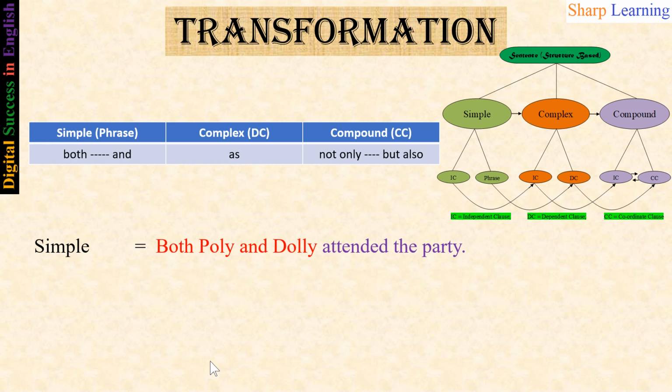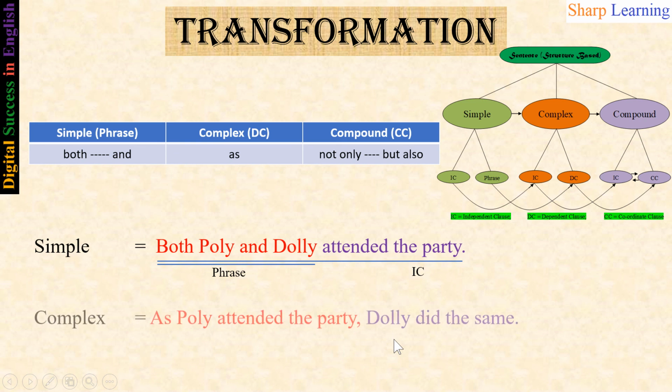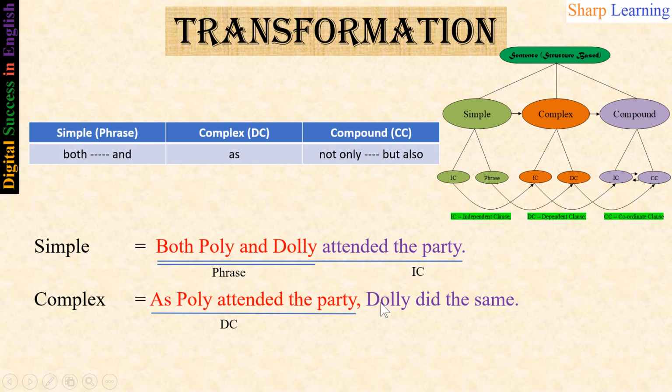Both Polly and Dolly attended the party. The total sentence is an IC, but both Polly and Dolly is a noun phrase using both... and. So how can I make it a complex sentence? From the phrase you have to make a DC, and the IC will remain unchanged. Okay, see here. As Polly attended the party, Dolly did the same. Both Polly and Dolly attended the party. That means Polly attended the party and Dolly attended the party.